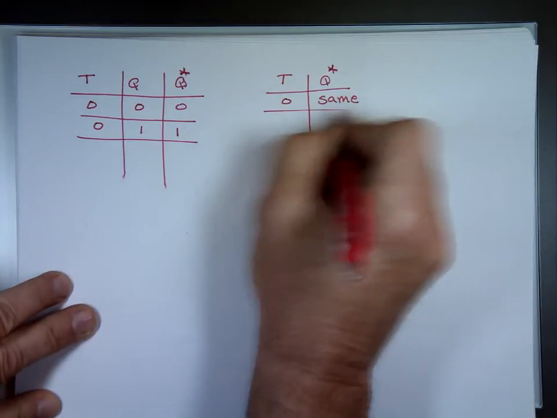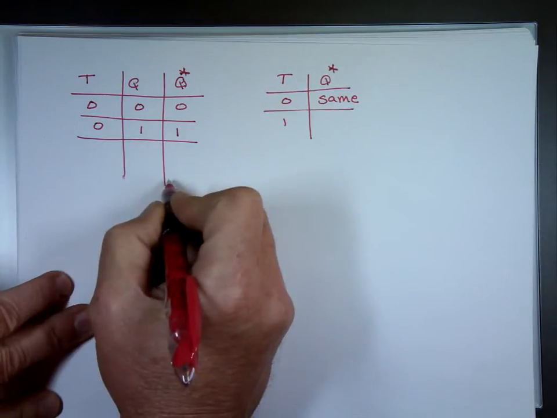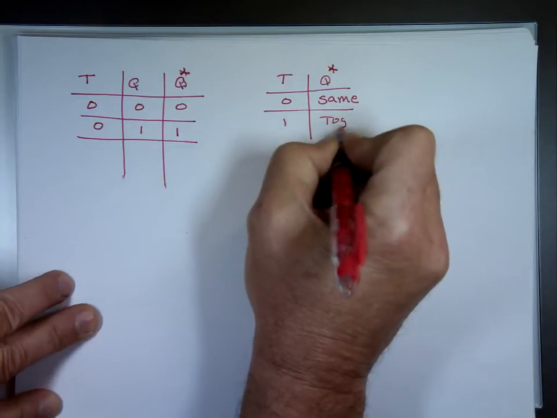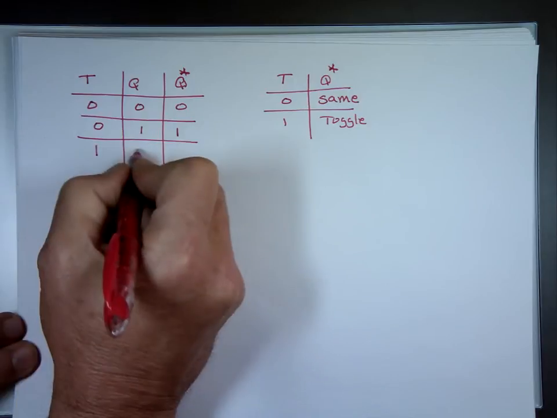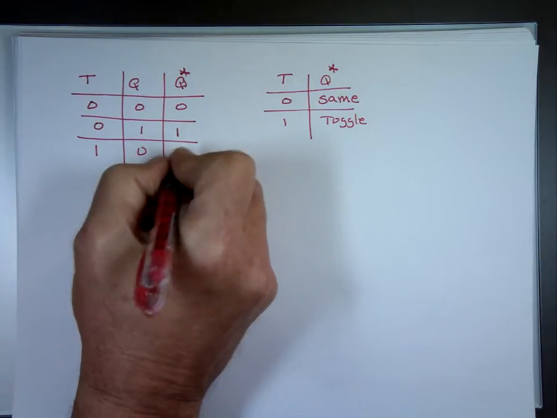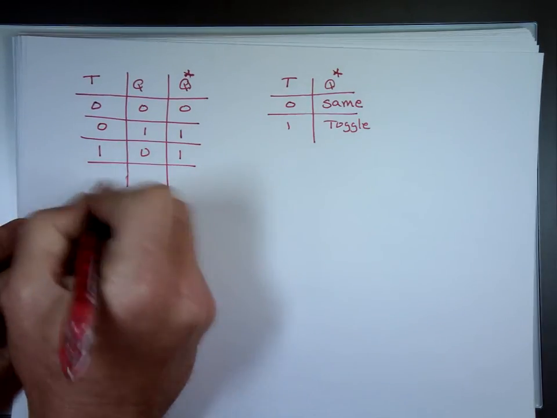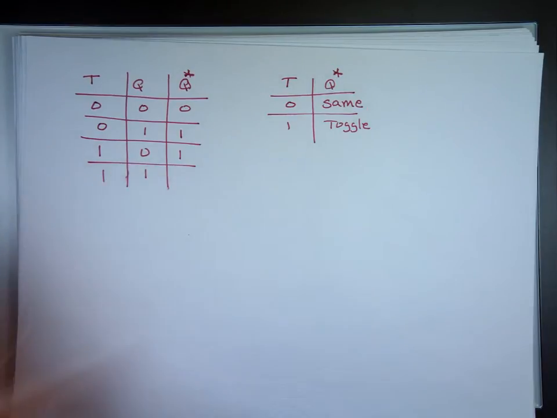And if it's 1, what happens? You toggle, right? Toggle means you flip. So when T is 1, if this is 0, you flip it, that becomes a 1. When T is 1 and this was 1, you flip it, that becomes a 0.